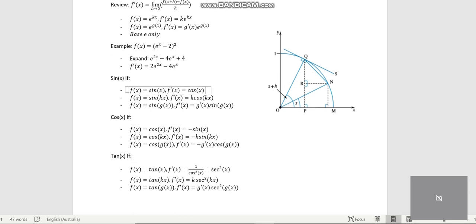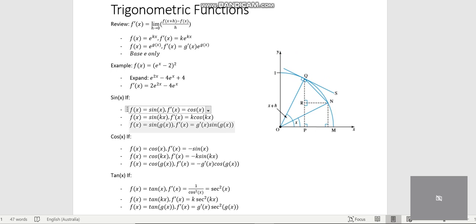Tan is a lot trickier. It's also obvious if you were to draw the diagram, but if you have f of x equals tan of x, its derivative equals 1 over cos squared x. So this is the same as 1 over (cos x) all squared. This is notation which is sec squared x.